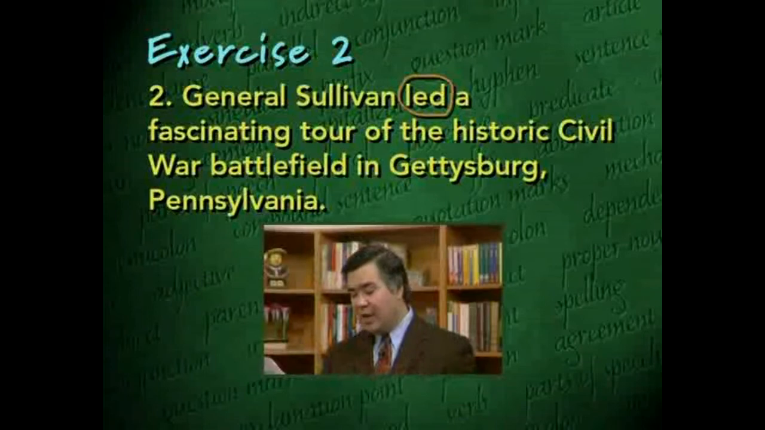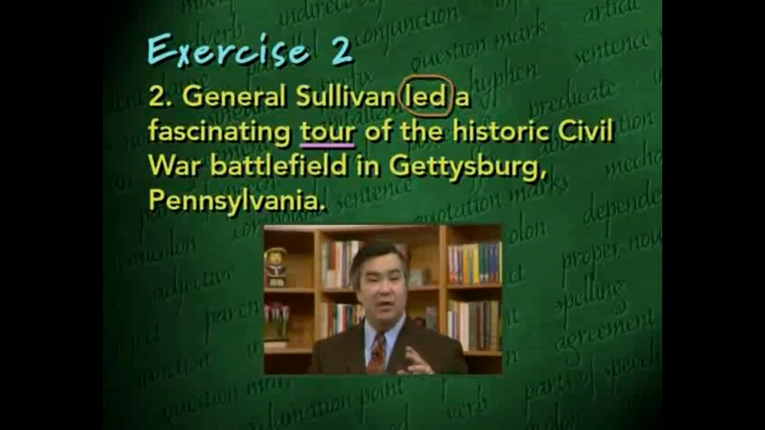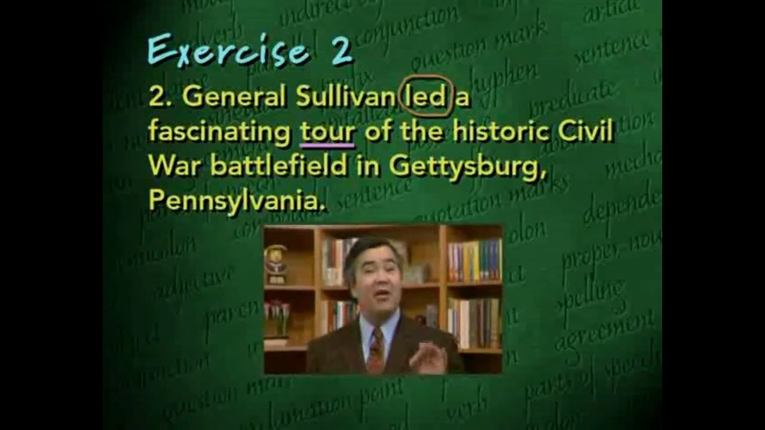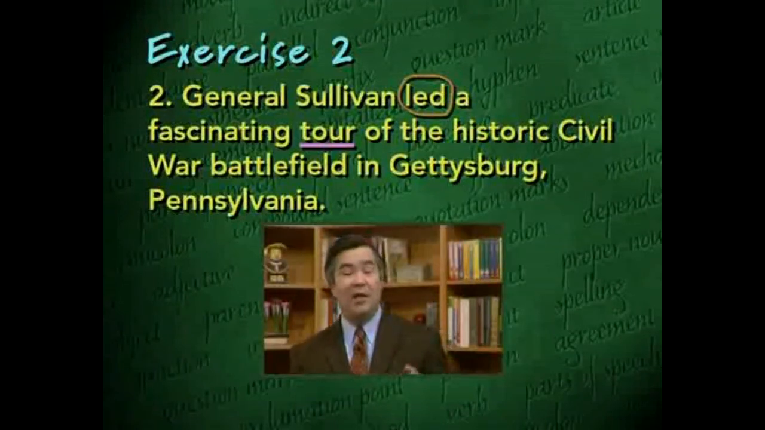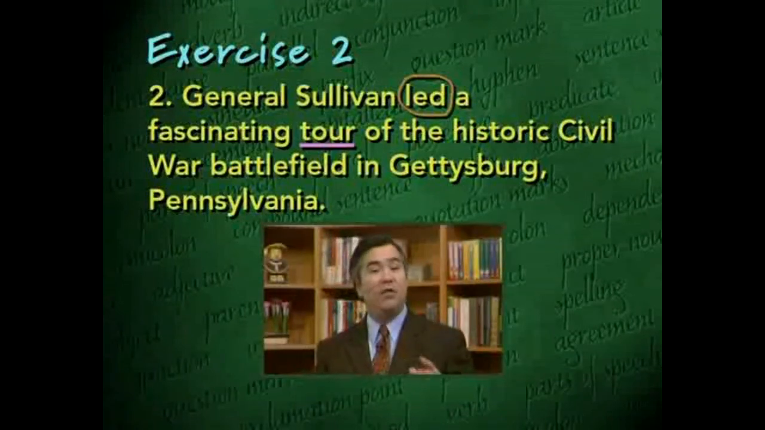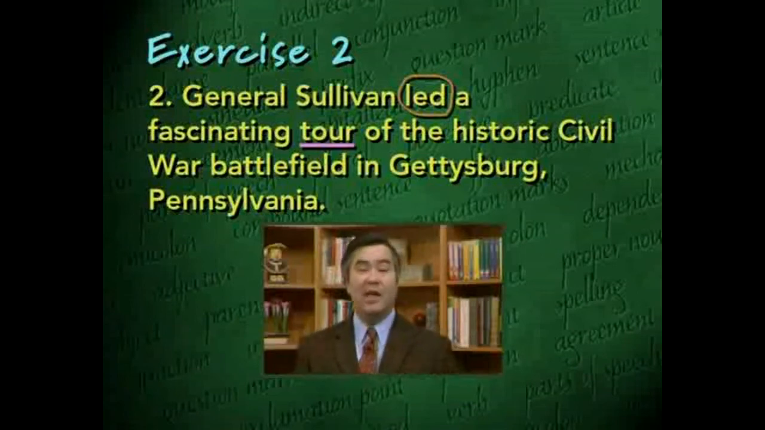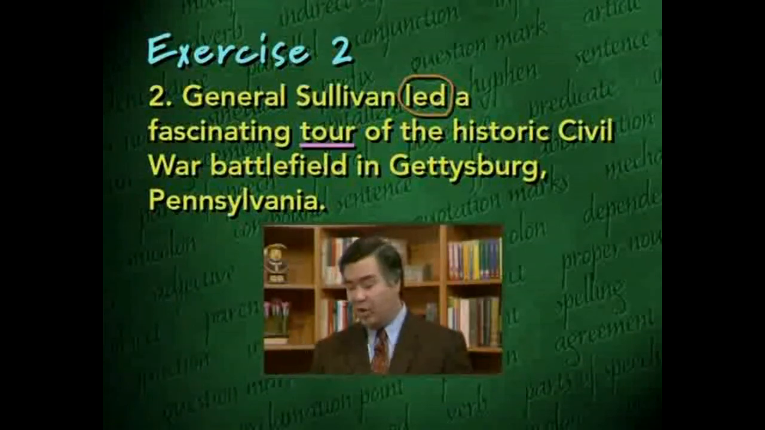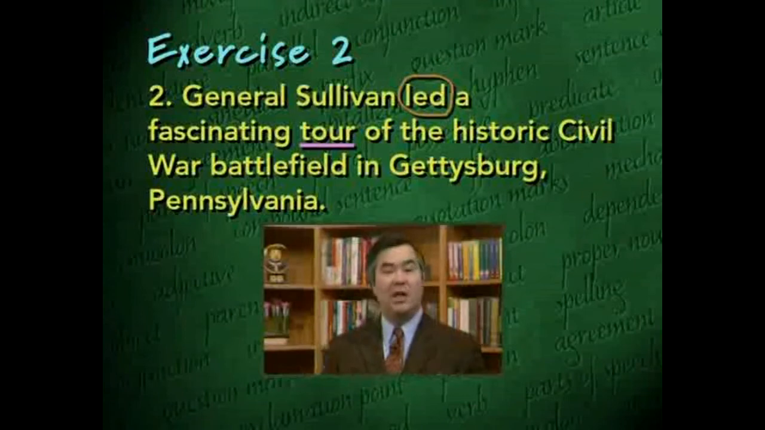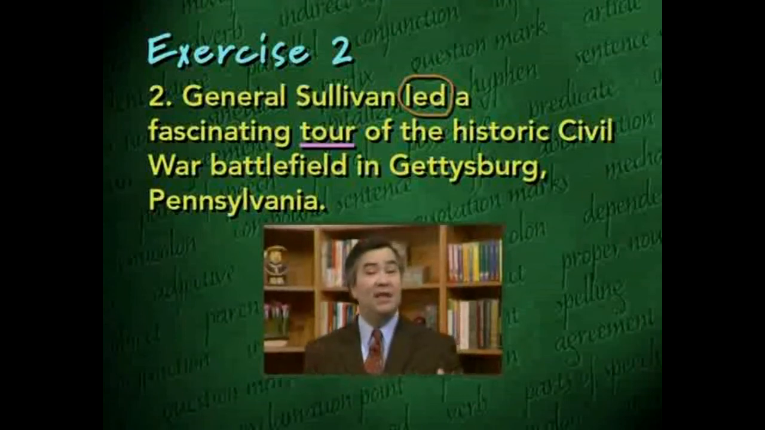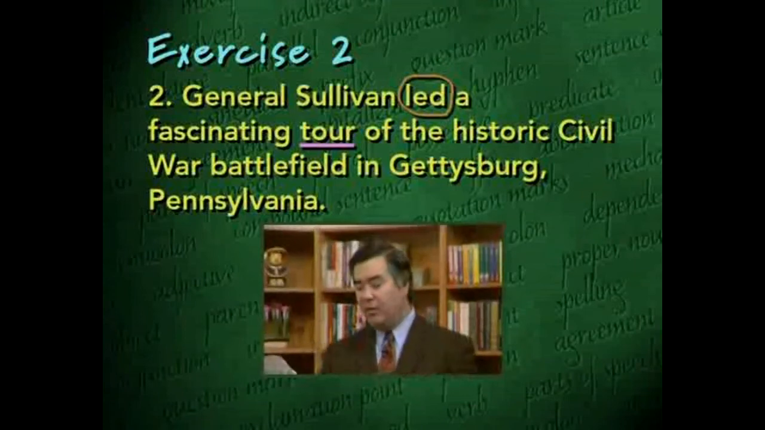Yes, what he led was a tour, specifically a fascinating tour. But the noun tour is the key word. That's the direct object of the verb led. It tells us what General Sullivan led. The other word there, fascinating, gives more information about the tour. It tells us what kind of tour it was. Notice that all the other words that follow the word tour in this sentence again give more information about the action. They don't receive the action directly, they just give more information about it.